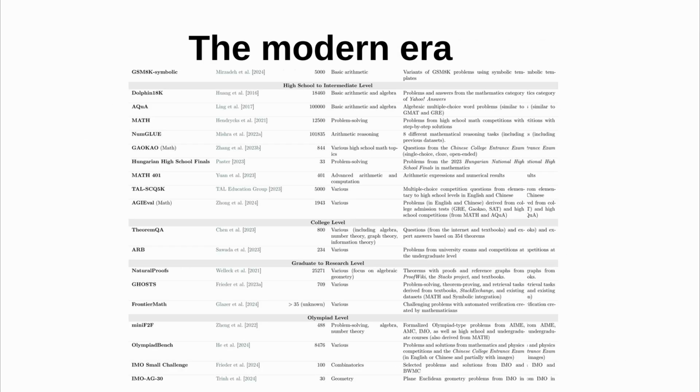And now we've entered a modern era, I would say, that is characterized by a large number of datasets on mathematics that are being released.